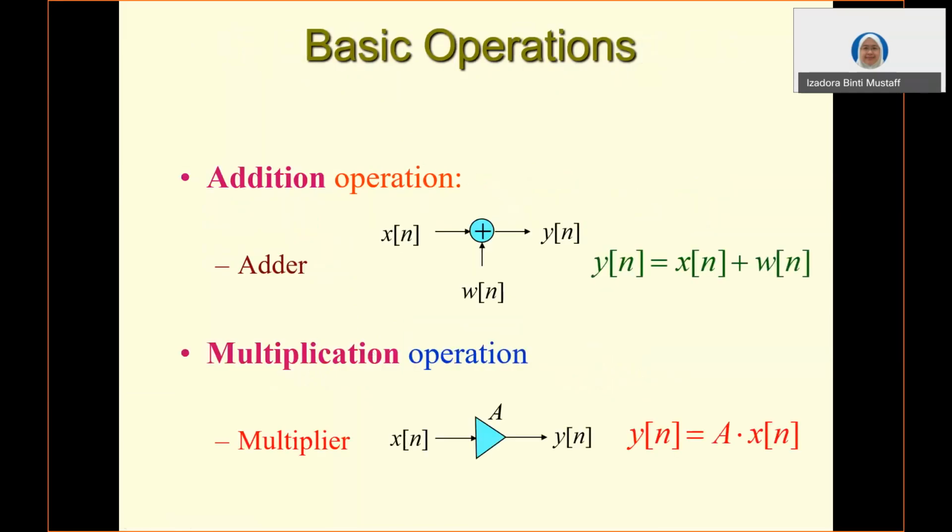Basic operations, okay. First kita ada addition operation. So adder, what happens here is that when you have an input signal goes into the summing junction atau adder, okay, it adds one sequence with another sequence and you get the output sequence. So this is your input, okay, and you akan dapat output of yn, okay. Note again, dia punya notation tu. So this is adder.